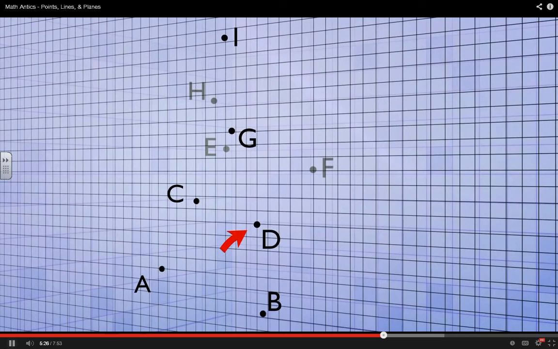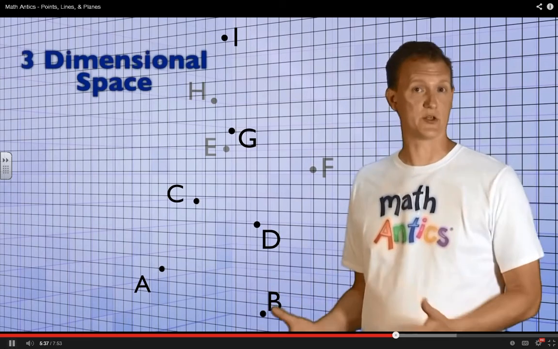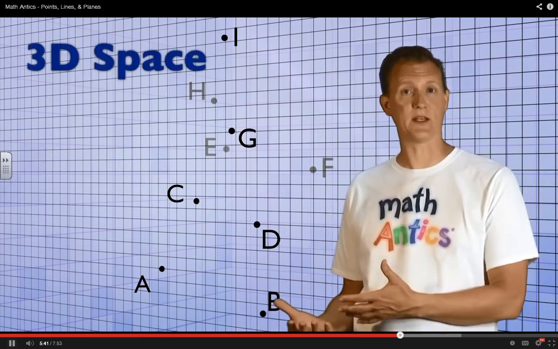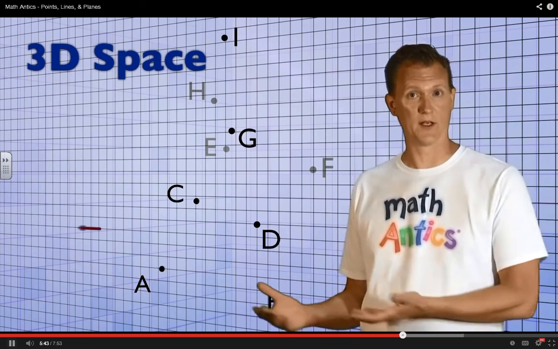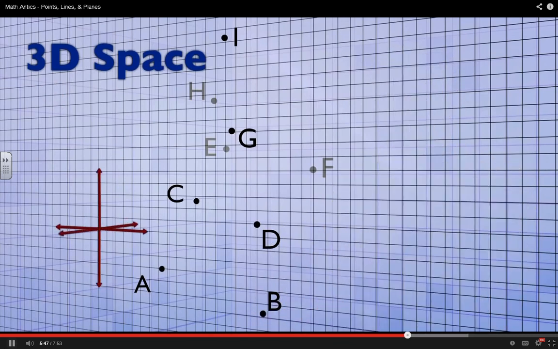Point D is actually in front of the plane that A, B, and C were in, along with some of the other points. And the rest of the points are actually behind the plane that A, B, and C are in. What we have here is a three-dimensional space, or 3D space for short. In a three-dimensional space, there's three dimensions you can move in: left to right, up and down, and in and out. If we're on the plane that contains points A, B, and C, we can't get to point D unless we leave that plane by traveling in that third dimension.